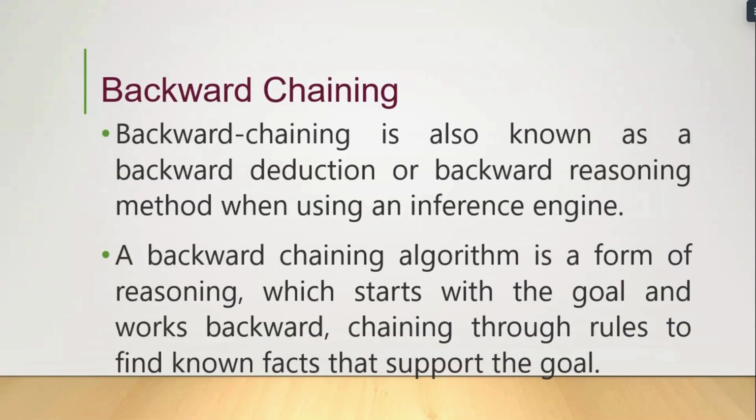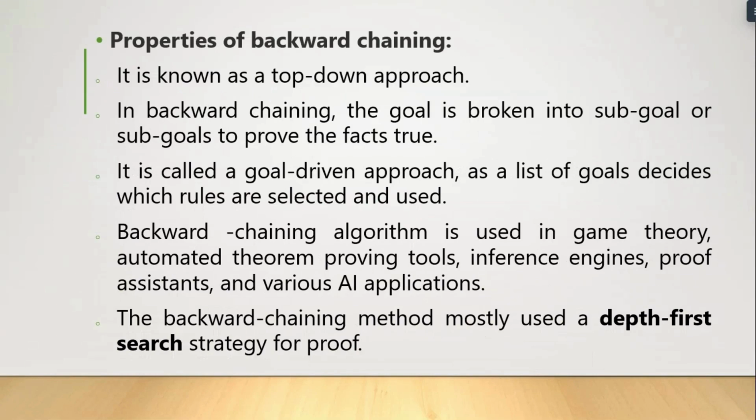Next we are going to see backward chaining. It is backward deduction or backward reasoning, used as an inference engine method. Backward chaining is an algorithm, a form of reasoning which starts from the goal and works backward through the rules, finding the known facts that support the goal. So it is a top-down approach. It is broken into sub-goals to prove that the facts are true. It is called a goal-driven approach. A list of goals decides which rules are selected and used.